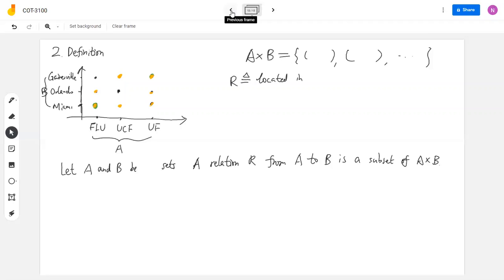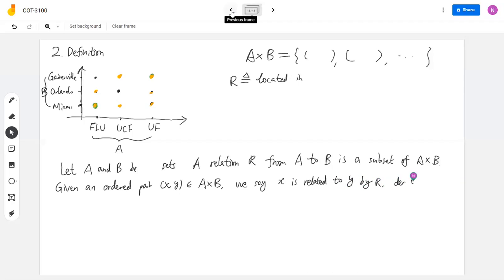So given an ordered pair xy belongs to A times B, we say x is related to y by R, denoted xRy, if xy is in this relation.